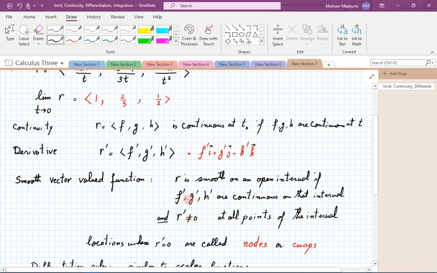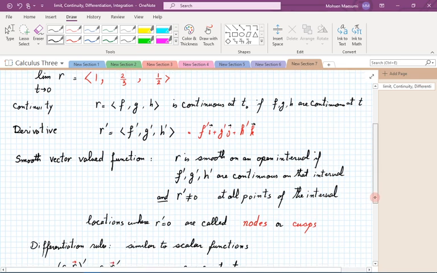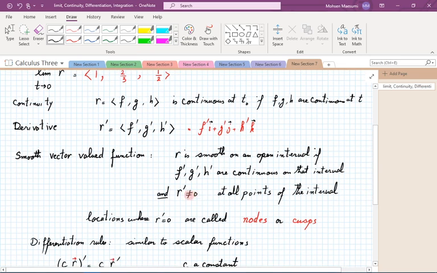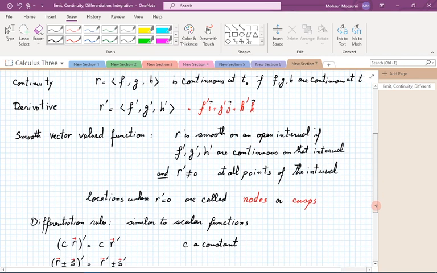So if all of these conditions are met, that the 3 functions are continuous, the derivatives are continuous, and they are not 0 simultaneously, then we call the function smooth. If it so happens that r prime does become 0, the point at which this happens has a special name. We refer to it as nodes or cusps or a variety of other names. I'm going to try to show you some examples of nodes or cusps later on, but let's continue with our basic ideas here.